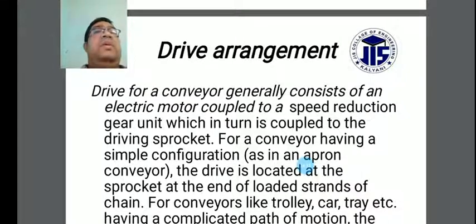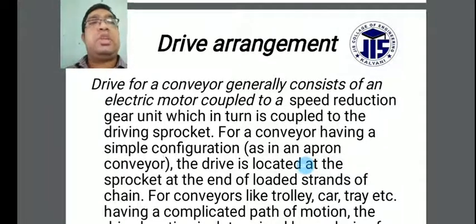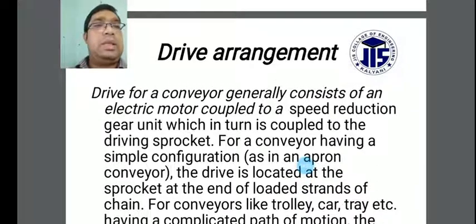The drive for a conveyor generally consists of an electric motor coupled to a speed reduction gear unit, and sometimes you have to concentrate on the reduction of speed, and sometimes the speed has to be increased. Then your reduction gear unit in turn is coupled to the driving sprocket.